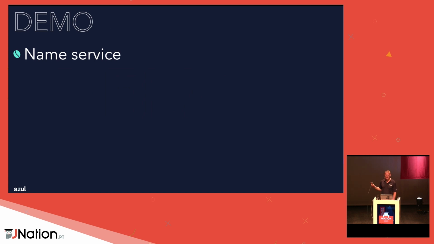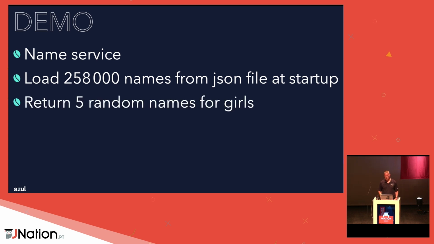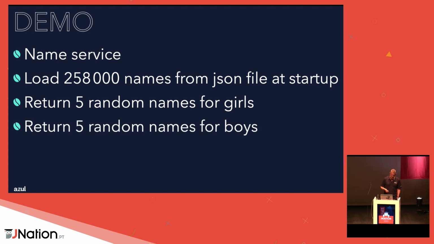And this is just a name service, pretty simple. It loads 258,000 names when it starts up. I would never do that, but for the demo, it's good. I load that from a JSON file. And then I return 5 random names for boys and girls. That's the main idea. Okay. So, yes, girls and boys.